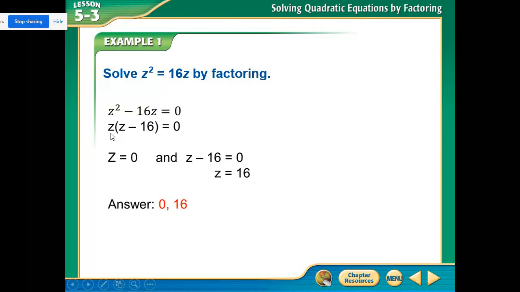The only thing that's in common is that z, so that z comes in front, and we have z minus 16 left. This is not a difference of squares because it's not z squared. 16 we can take the square root of, that's fine, but we can't split this up any further.